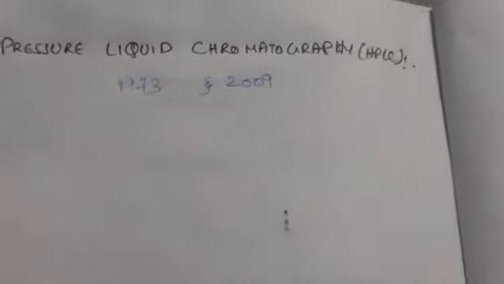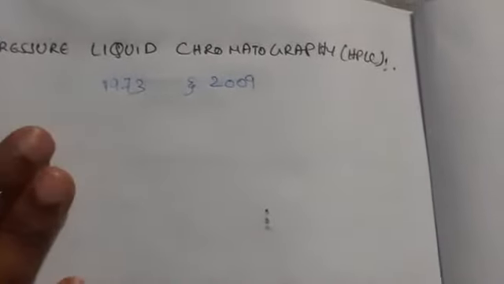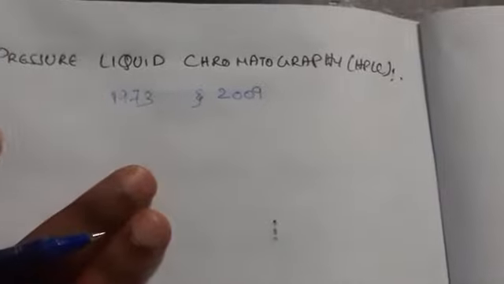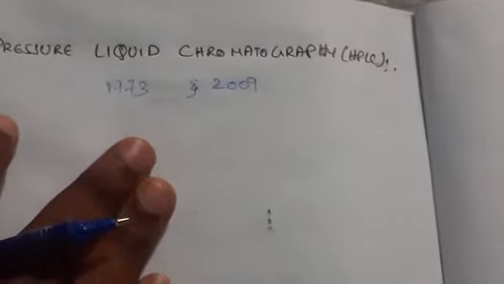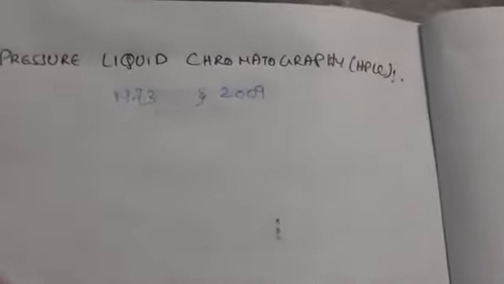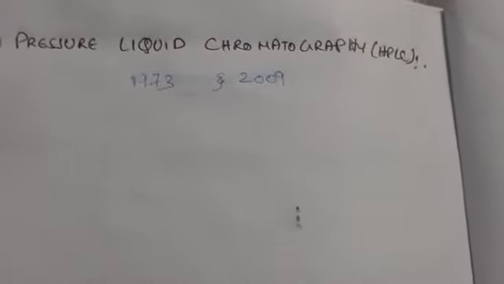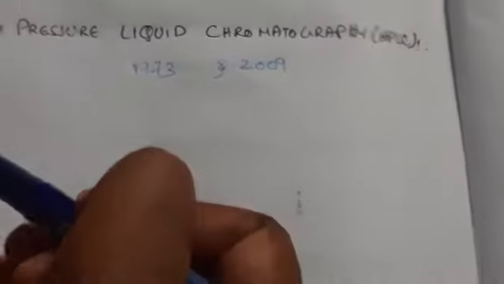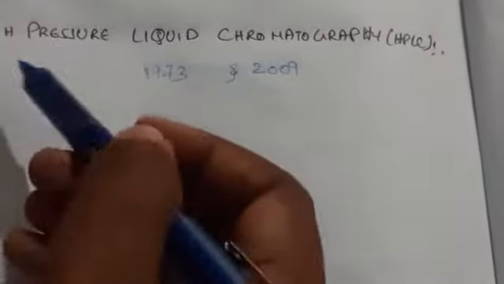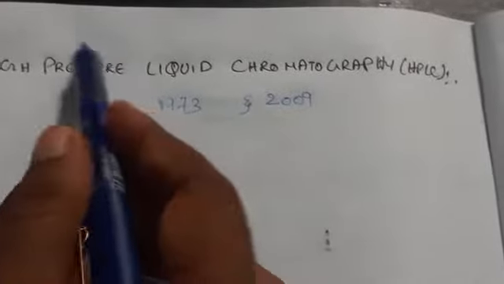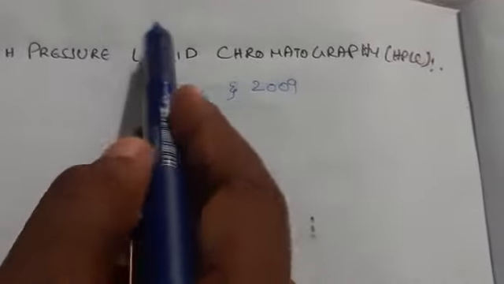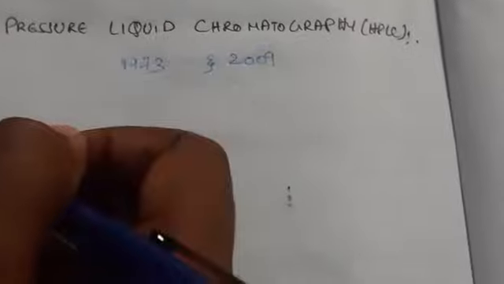Okay, so what is HPLC? HPLC is nothing but high pressure liquid chromatography. It means we are giving more pressure to the sample components so as to separate the molecules. That we call high pressure liquid chromatography. High pressure or high performance, we say. So the pressure whatever it is, we are giving more pressure to the components of the mixture. That we call high pressure liquid chromatography.